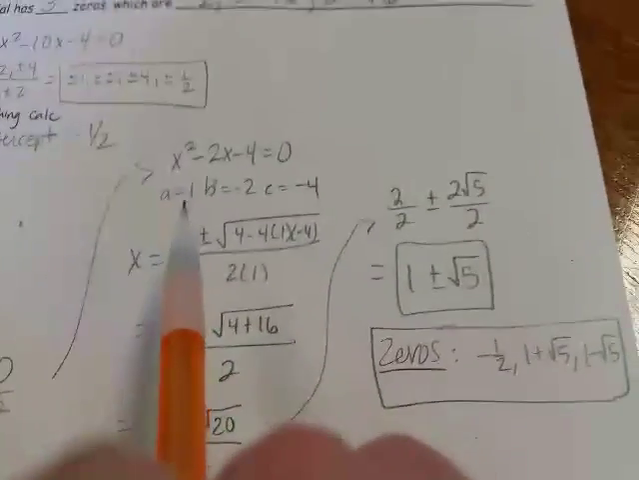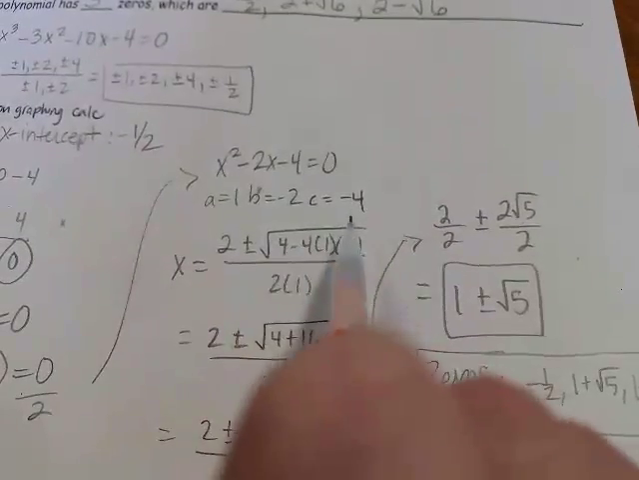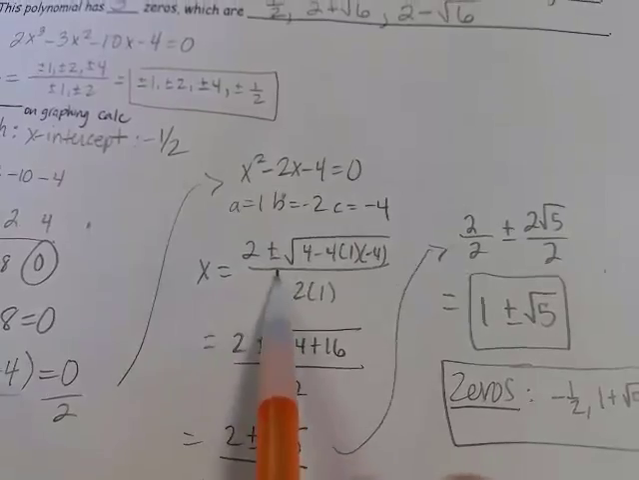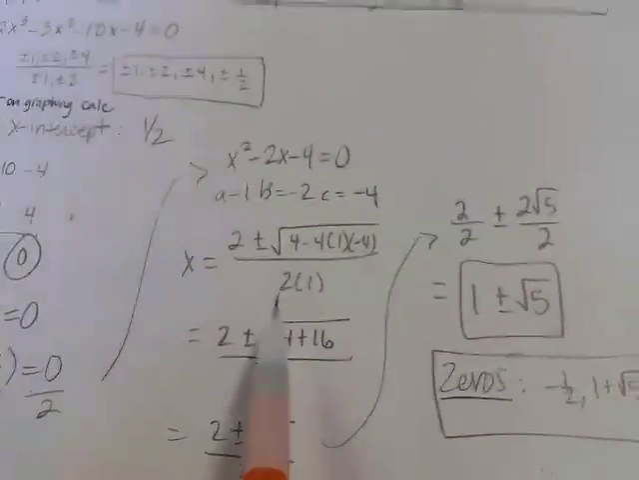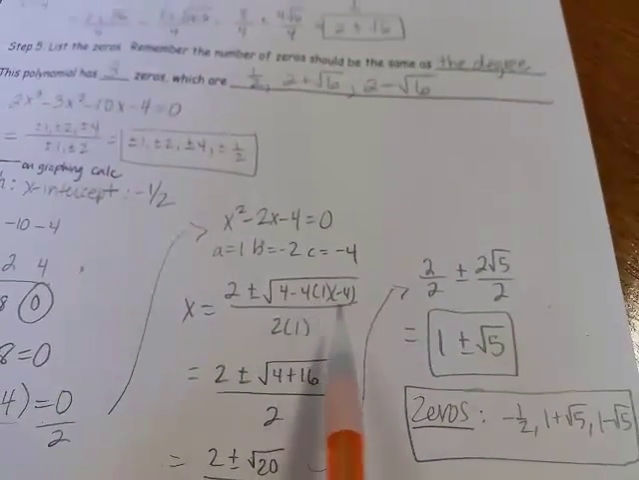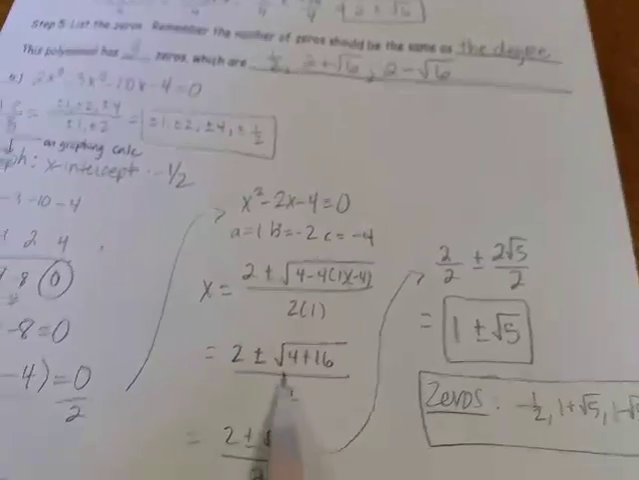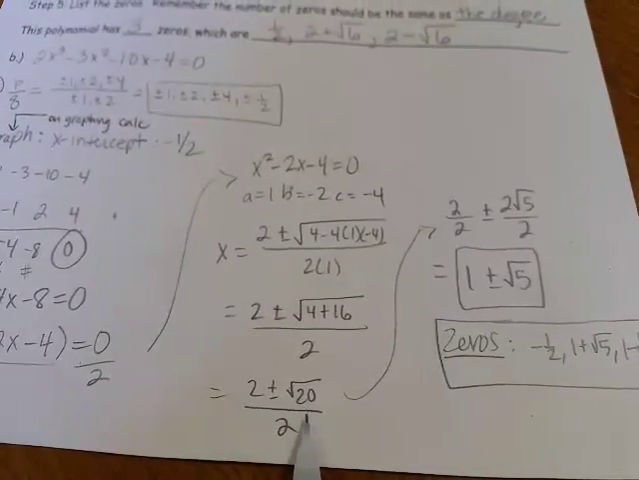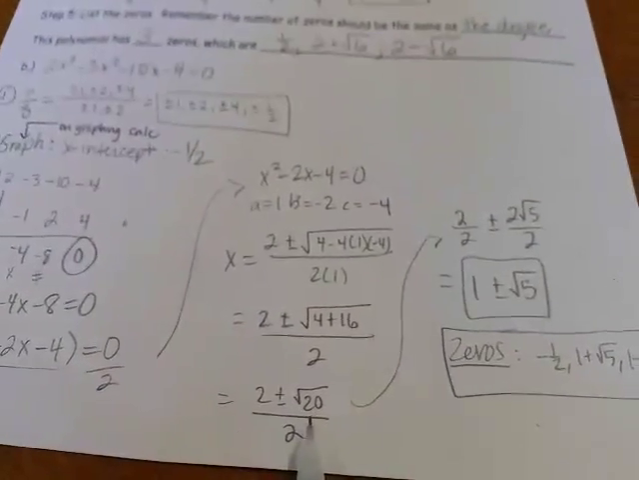So then we're going to find our a, b, and c and use the quadratic formula to solve. So our a value is 1, our b value is -2, our c value is -4. We're going to plug it in, the opposite of b, plus or minus the square root of b squared minus 4 times a times c, divided by 2a. So -4 times 1 times -4 is going to be positive 16, so this becomes plus 16. 4 plus 16 is going to be 20. Now you have to make sure that you take out any perfect squares. What's the perfect square in 20?